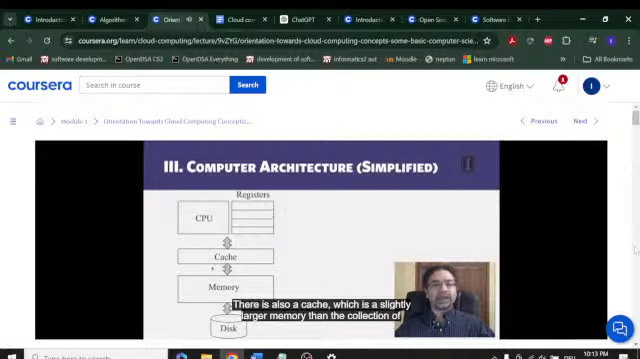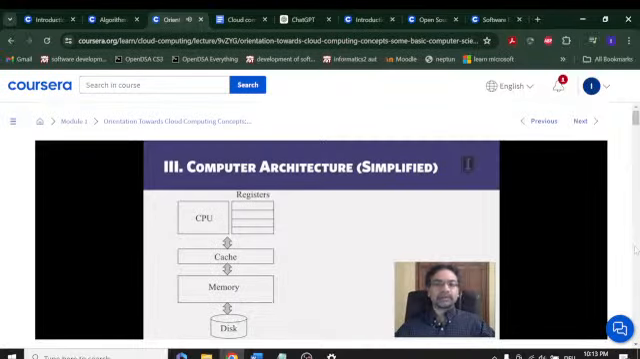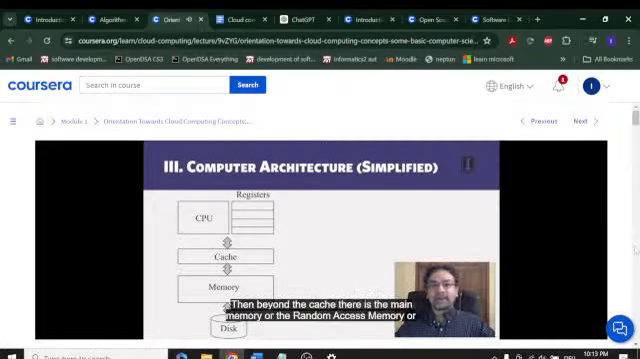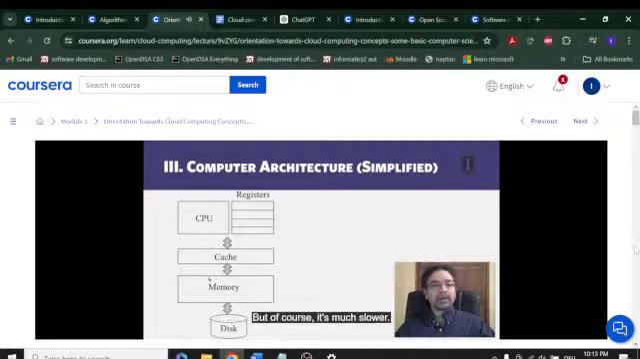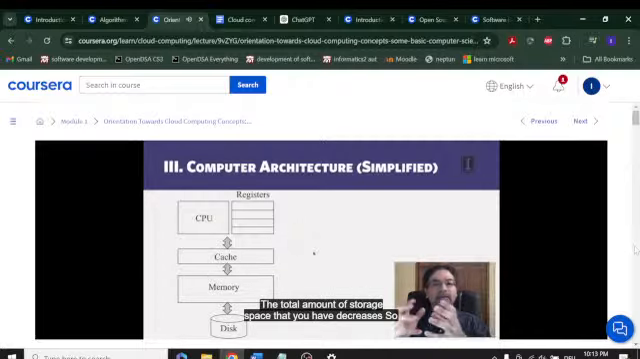There's also cache, which is a slightly larger memory than the collection of registers, and the larger a piece of memory is, the slower it is to access. So accessing a cache is slower than accessing registers, but still pretty fast. Then beyond the cache, there is the main memory, or the random access memory, the RAM, which is even larger than the cache, and therefore slower than the cache, but still pretty fast. And then finally, there's hard disk, or a solid state drive, a flash drive, or whatever, which is a lot more memory than the main memory, but of course much slower. So as you go up from disk to memory to cache to registers, the speed increases, and the total amount of storage space decreases.